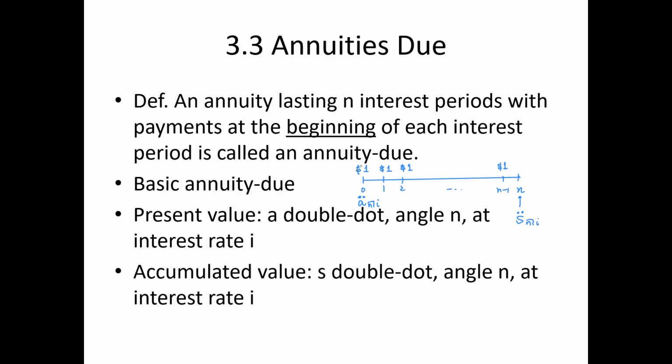So what is the formula? Let's work with A double-dot, the present value. You have a $1, and then you have v, and then v squared, plus dot dot dot, plus v to the n minus 1. That equals, well, v to the n minus 1 is for this one, discounted back to time 0.